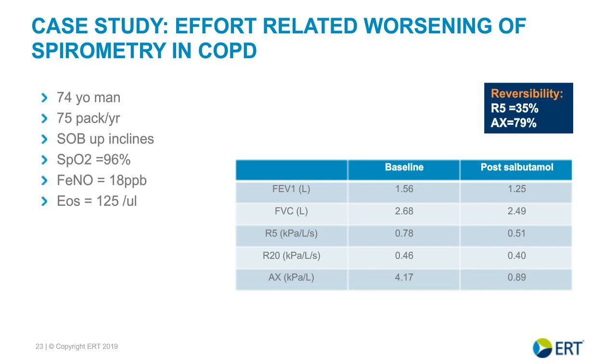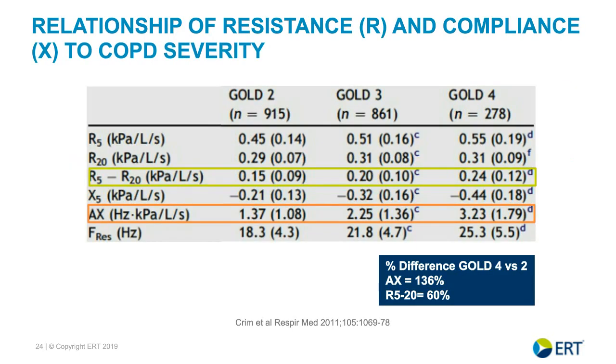So, are there any data from larger cohorts? This is the ECLIPSE cohort. This is the GSK ECLIPSE study in large numbers using impulse oscillometry across GOLD stages 2, 3 and 4. And what I want you to note here is that the peripheral area resistance, the R5, R20, does increase from GOLD stage 2, 3 to 4, but the increase in peripheral area resistance with increasing COPD severity is 60%.